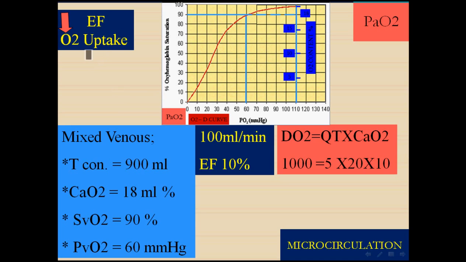On the other hand, if the oxygen uptake is less than normal, instead of 250 it is 100, the patient is paralyzed, the patient is hypothermic, something like that. This means that the oxygen uptake is less than 250, it is 100, and this is normal oxygen delivery, so the content in the venous will be 900 divided by 5 cardiac output and 10 to give you the oxygen content 18. Oxygen content 18 will give you saturation 90 and the partial pressure of 60 millimeters mercury in the mixed venous blood.